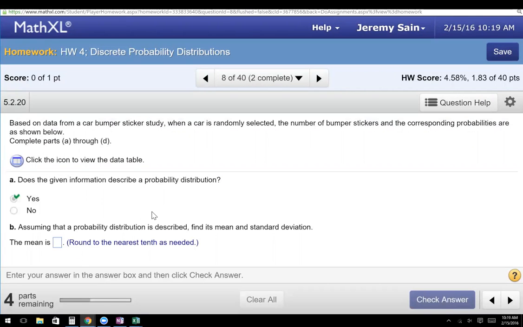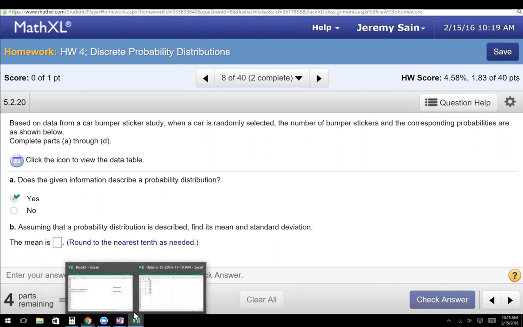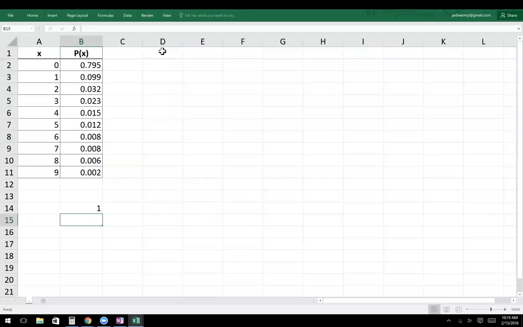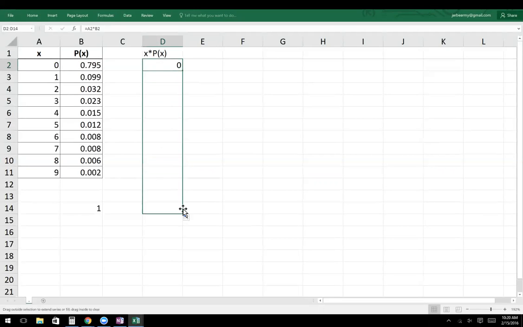All right, find its mean and standard deviation. How do I go about finding the mean? Well, I can't do average anymore because the probabilities aren't even. So I actually have to tell Excel what to do, right? So remember, you go each number times its probability first. So I say equals the number times its probability. Right? I do that all the way down.